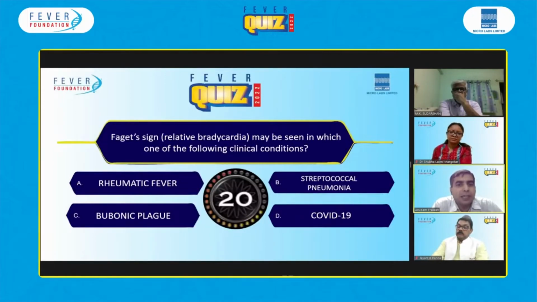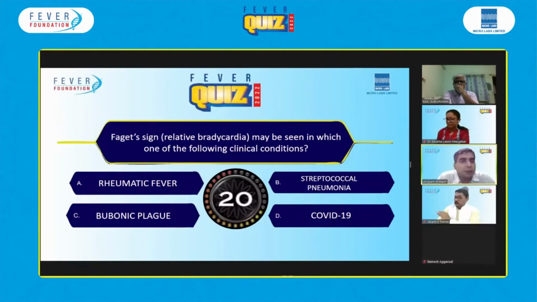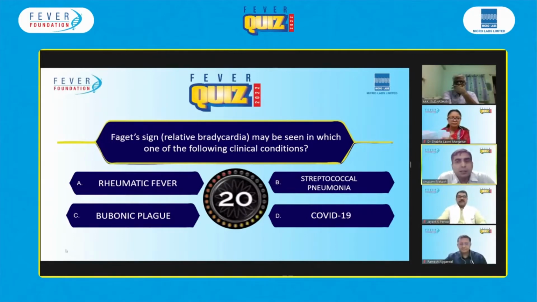Faget sign or relative bradycardia may be seen in which one of the following clinical conditions? Rheumatic fever, streptococcal pneumonia, bubonic plague, COVID-19. So please read the question carefully and answer it as soon as the timer starts. So your time begins now.